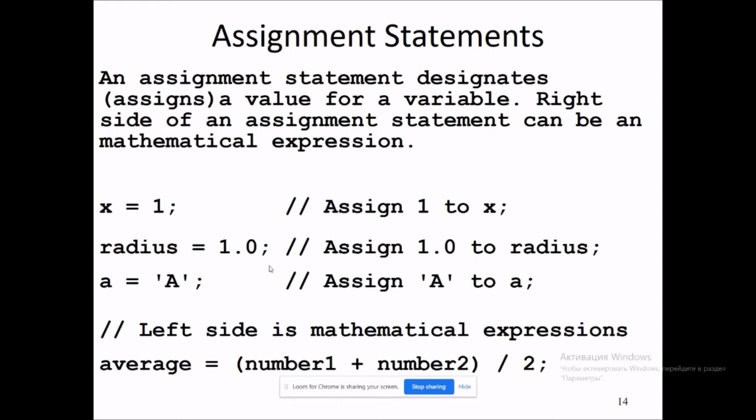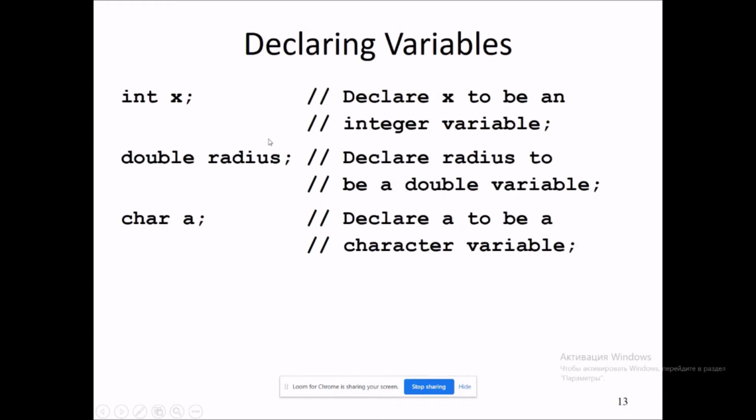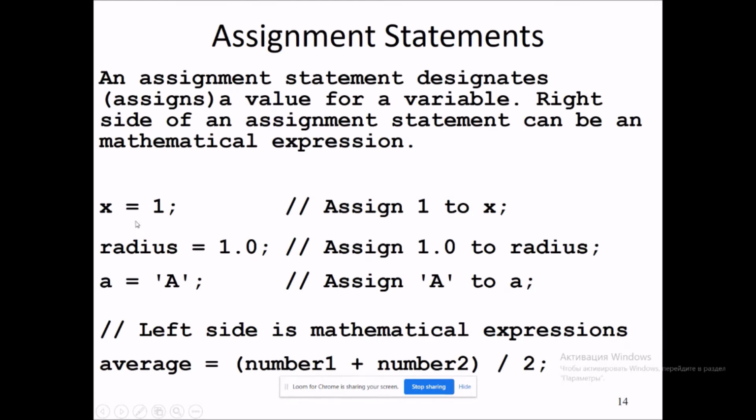Assignment statements. An assignment statement is designed to assign a value to a variable. The right side of an assignment statement can be a mathematical expression. For example, if here we were just giving names to our variables, here to those variables we can give some kind of value. For example, here x is equal to 1, radius is equal to 1.0, or a is equal to big letter A.